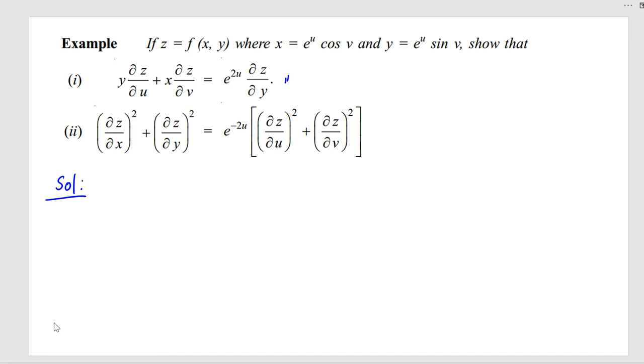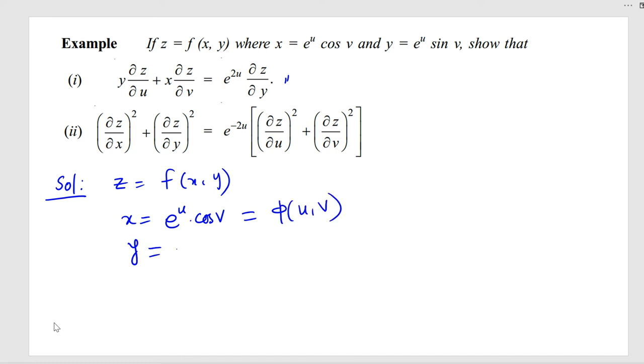So z is a function f of x comma y, where x is e to the power u cosine of v, which can be written as phi of u comma v. And y is e to the power u sine of v, which can be written as psi of u comma v. Now we need to show that this relation holds.